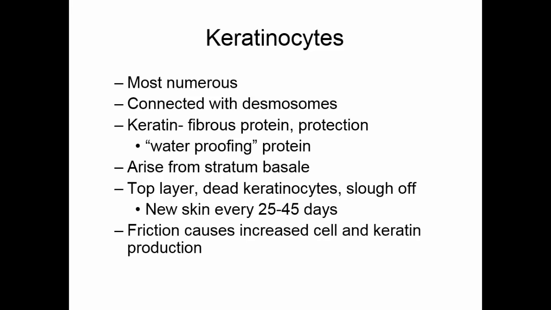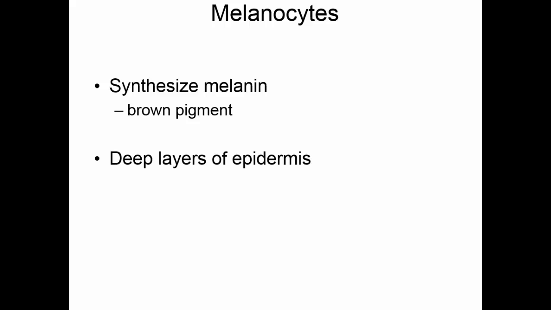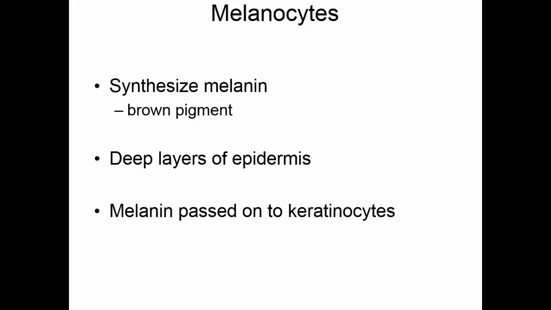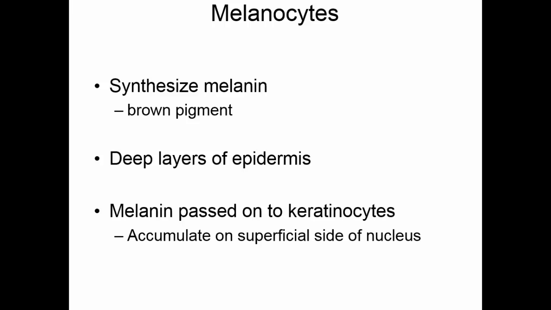Friction in an area will cause increased cell division and keratin production, so that when you have a lot of friction, you may get a callus, a thickening of the epidermis. The melanocytes synthesize a pigment known as melanin. This is a brown pigment. The melanocytes are only found in the deep layers of the epidermis. Melanin is passed on to keratinocytes and can accumulate on the superficial side of the nucleus. The purpose of melanin is to protect the nucleus, the DNA, from ultraviolet light.